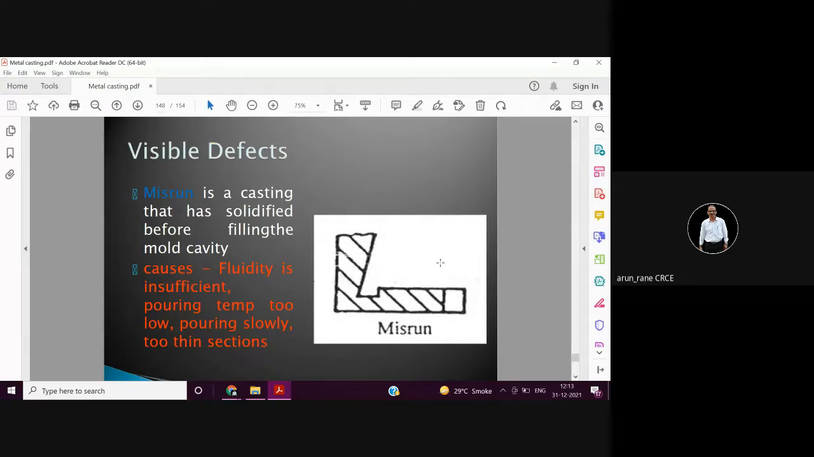The basic principle of the casting is that all the material should get solidified at the same time. It should not happen that material is being injected and solidification is started. ऐसा नहीं होना होता है. So if the casting is solidified before filling the mold cavity, then this kind of defects are seen.